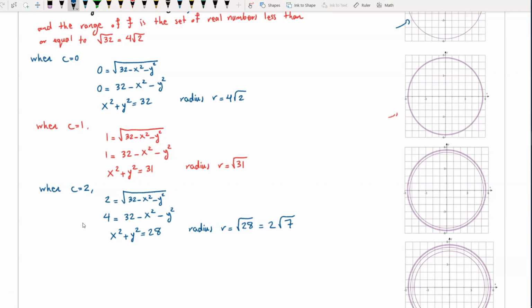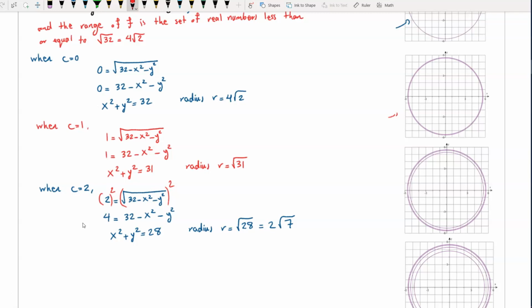And so I'll make this radical. Here we have, so use power. For all of these, we get the same to eliminate this radical. So here we have 4 equal to 32 minus x squared minus y squared. And simplify, here we have x squared plus y squared equal to 28. So here again we have a circle centered at origin 0, 0, with the radius equal to square root of 28, which is equal to 2 times square root of 7.